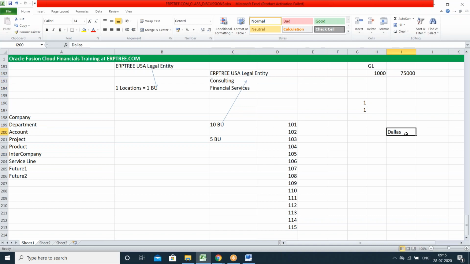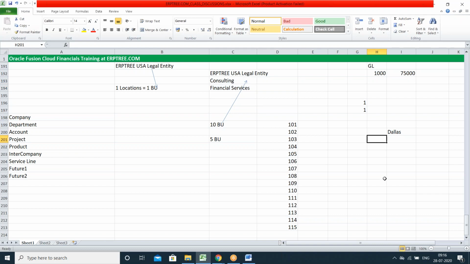Now you have one branch in Dallas. Okay, you are running these two businesses. When you are running these two businesses, even though the branch is one and the legal entity is one, you are doing two businesses. Ideally, you will have a requirement of tracking how much consulting business you are doing, how much financial service business you are doing. That you have to track separately.